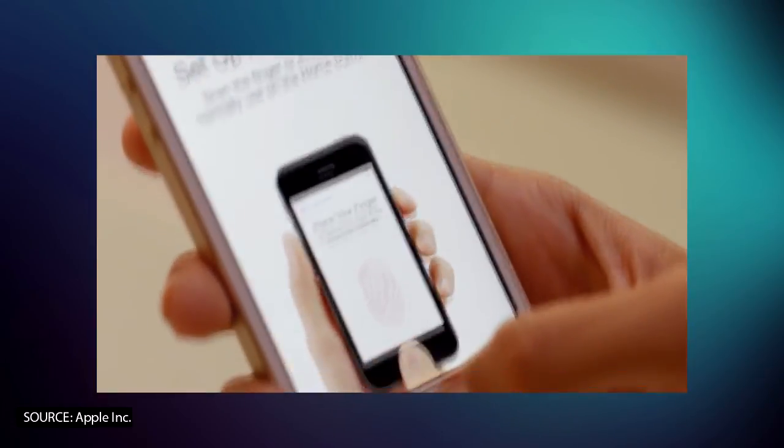So what do you guys think? Are you guys fans of jailbreaking iOS devices? Do you have your device jailbroken?